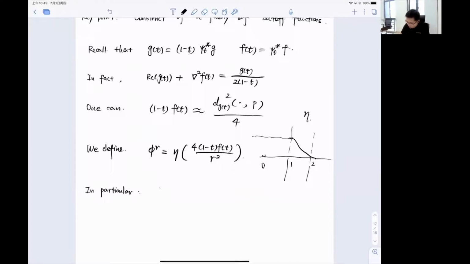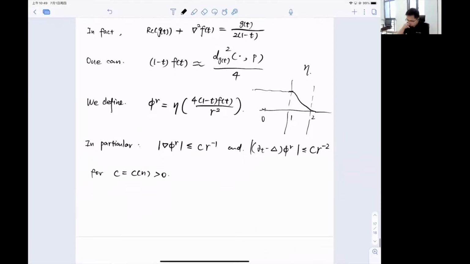First of all, we know that the gradient of phi_r is always bounded by c times r to the inverse. Moreover, if we consider the heat operator on phi_r, we have that partial t minus Laplacian of phi_r is always bounded by c times r to the negative 2. Here, the constant c only depends on the dimension. So this is actually a nice thing.